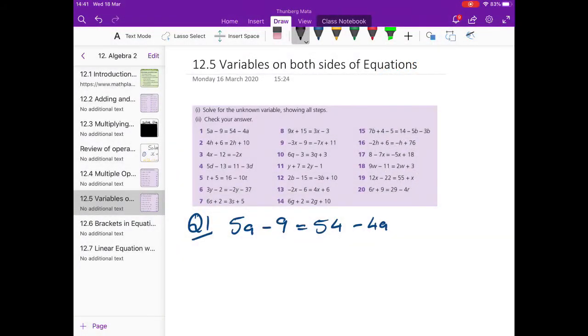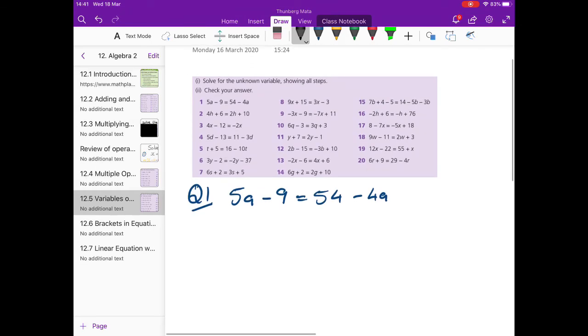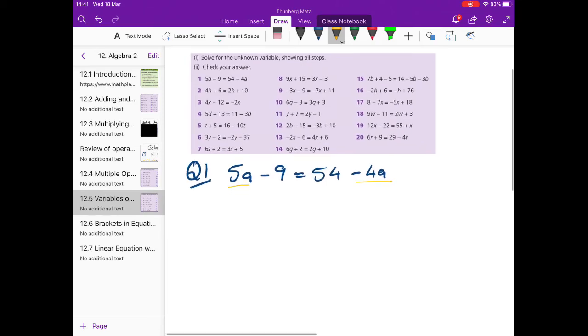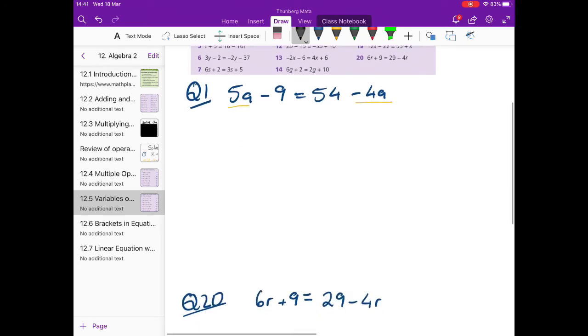The next type of questions we have are equations where we have a variable on both sides of the equation. So that means in this case, if we look at this very first equation that I've done out here, we have 5a on the left-hand side of the equal sign, and we have a minus 4a on the right-hand side of the equal sign. That's what makes these questions a little bit different, okay? So, as before, I want all the variables on the left-hand side of the equals and all the numbers, all the constants, on the right-hand side.